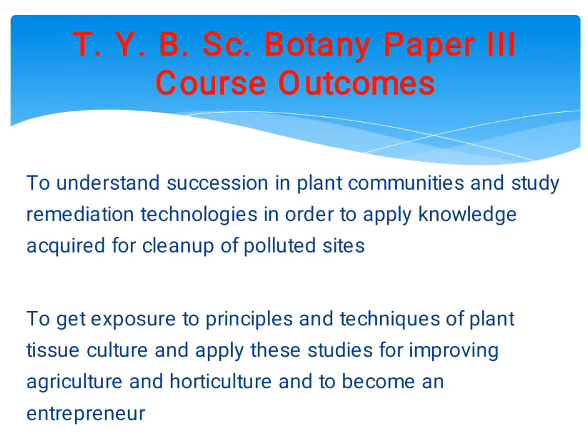And last, Unit 4, which is known as plant tissue culture. The learning outcomes for Unit 4 would be to get exposure to principles and techniques of plant tissue culture and apply these studies for improving agriculture and horticulture to become an entrepreneur. So these are the outcomes for Unit 1, 2, 3 and 4. Now we will see the detailed syllabus in our next slide.